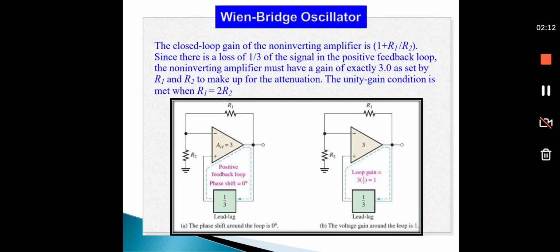Thus, the circuit acts as a non-inverting amplifier with frequency selective feedback. The next topic is the gain requirement. The closed loop gain of the non-inverting amplifier is given by gain equals 1 plus R1 divided by R2. Since the positive feedback attenuates the signal by one third, the amplifier gain must be exactly 3. This compensates for the signal loss. The unity loop gain condition is achieved when R1 is equal to 2 times R2. This ensures continuous oscillations.